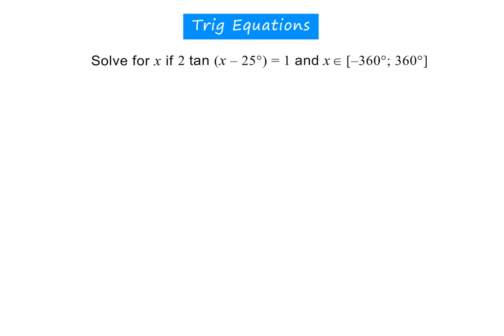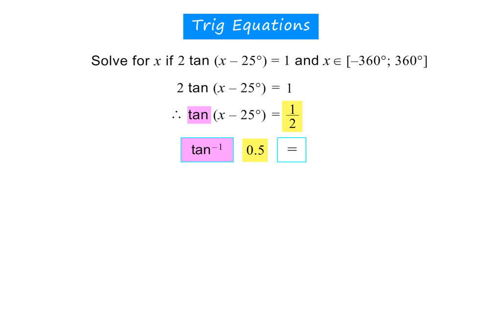Let's do one more example together. Here we are asked to solve for x if 2 tan (x minus 25 degrees) equals 1, and x lies in the interval minus 360 to plus 360 degrees. Again, we need to begin by rewriting the equation to get it in the correct form. To do this, we need to divide both sides by 2. Next, we do the following on the calculator. Correct to one decimal place, this is the angle we need for our general solution.